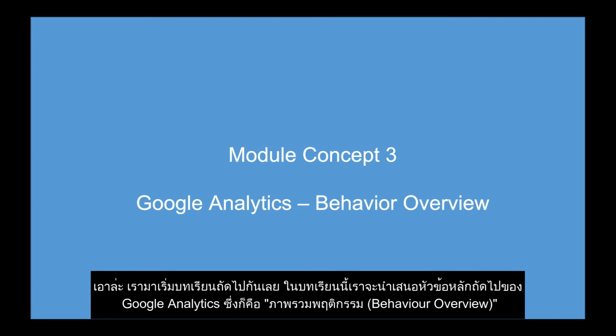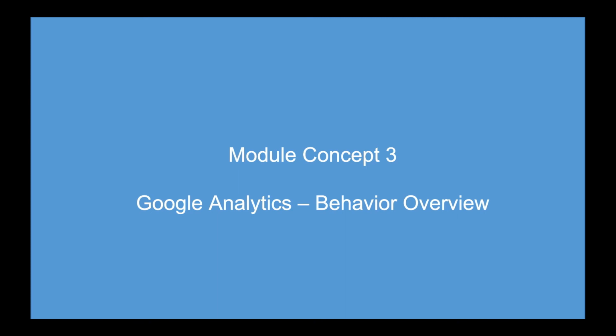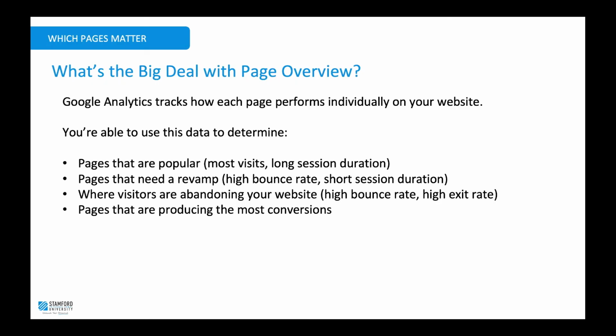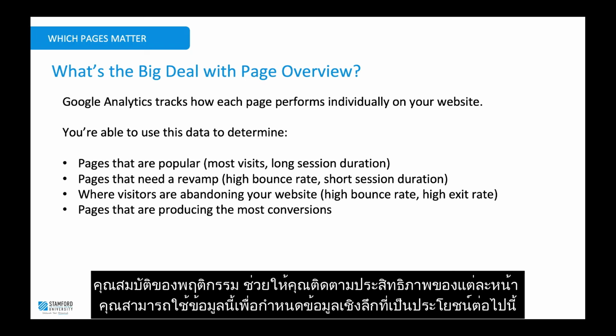In this module, we're going to present what is known as the behavior overview module inside of Google Analytics. Let's get started and take a look at what that is. So the behavior feature allows you to track the performance of each page inside your website. You're able to use this data to determine the following very useful insights.